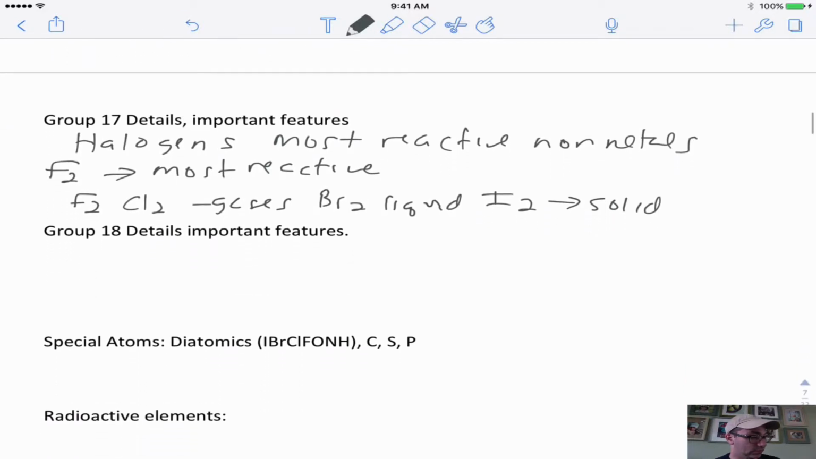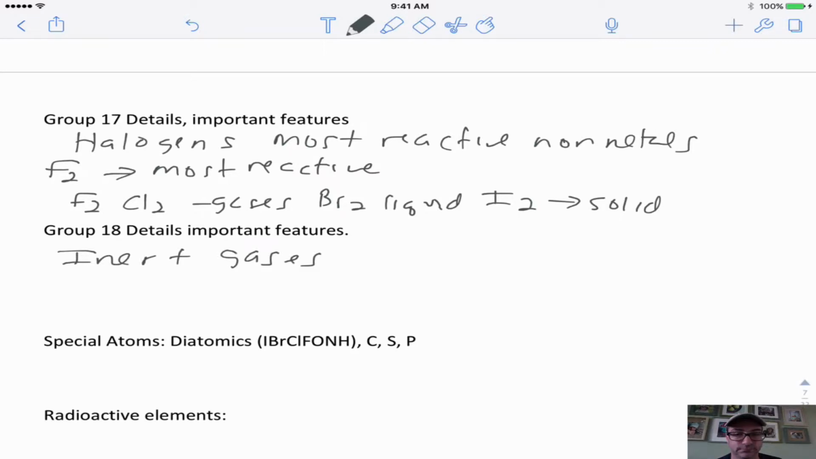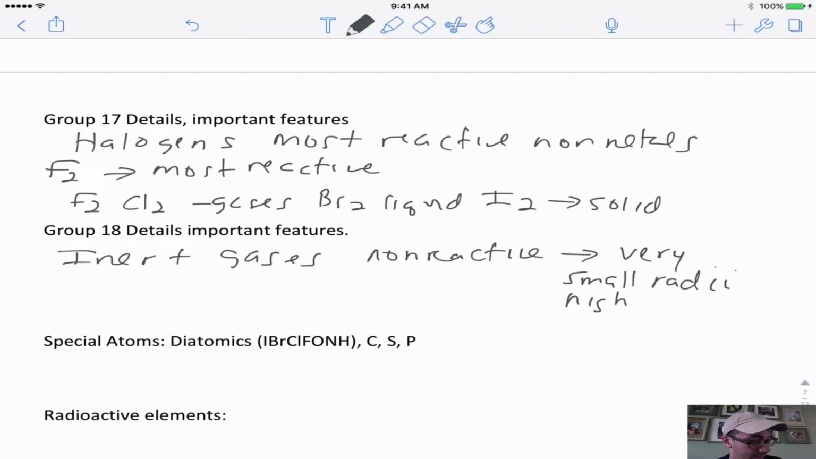Okay, so let's talk about group 18. These are called the inert gases or the noble gases, and that's because they generally don't react. Part of the reason why they are non-reactive is because they have very small radii when you compare them to other elements, and they have very high ionization energy. So it's very difficult to remove an electron from one of these atoms. And they're not going to gain an electron, and maybe you could think about why. Why won't they gain an electron? We could talk about that in class as well.